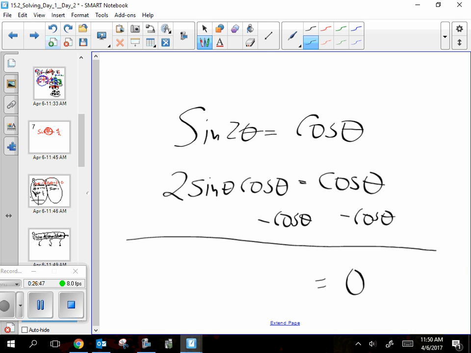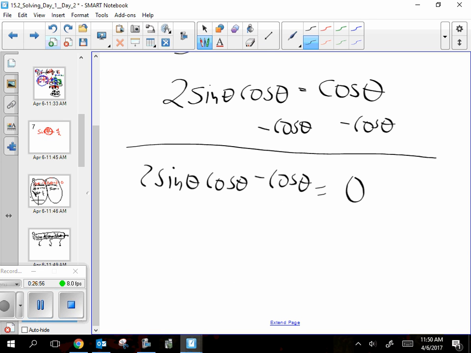And on the left side, we have something kind of icky. But then my favorite saying comes into play. What is my favorite saying? Can factor it. You should. And see how there's a cosine in both of them? Comes out to the front. Cosine theta, and then I got 2 sine theta minus 1 equals 0, and now, see what just happened there? The cosines just got factored out to the front, and now that can equal 0.